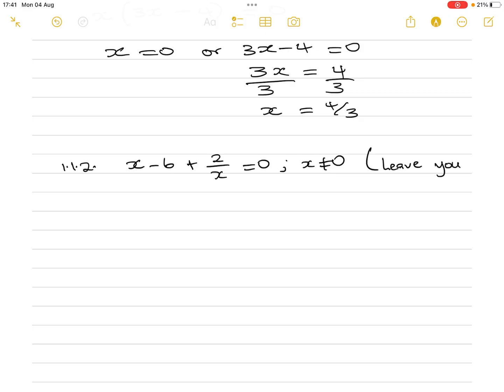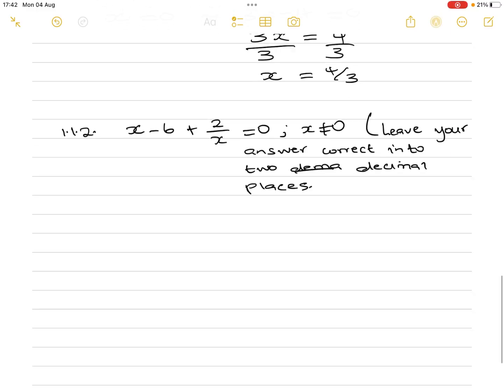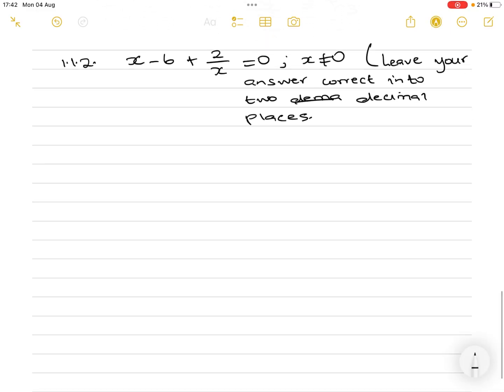So here you are required to leave your answer correct to 2 decimal places. If you are told that you have to leave your answer correct to 2 decimal places, you are then permitted to use the quadratic formula. But if you take a closer look here, this is not in a quadratic format.